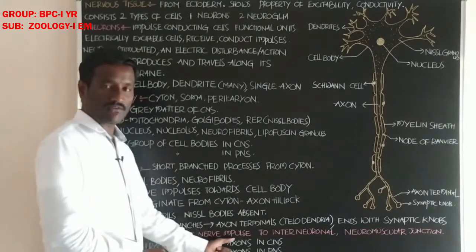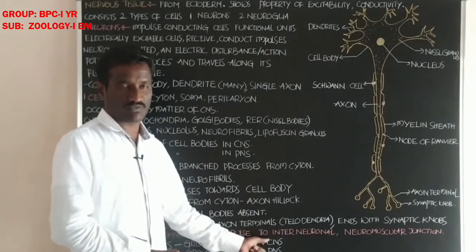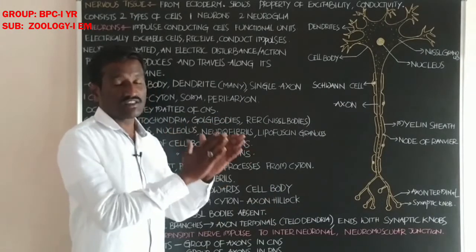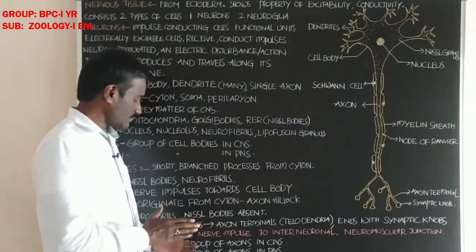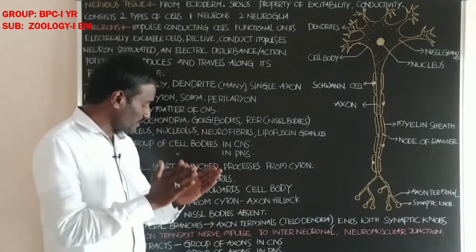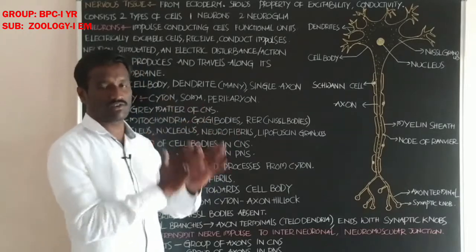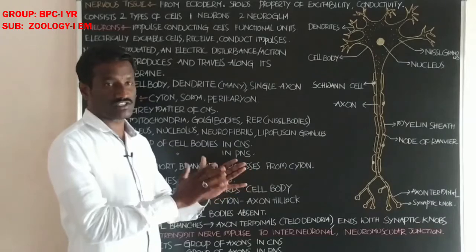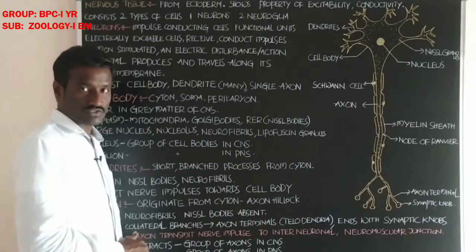Next, what about tracts and nerves? Tracts are groups of axons in the central nervous system. And nerves, what about nerves? A group of axons in the peripheral nervous system is called nerves.